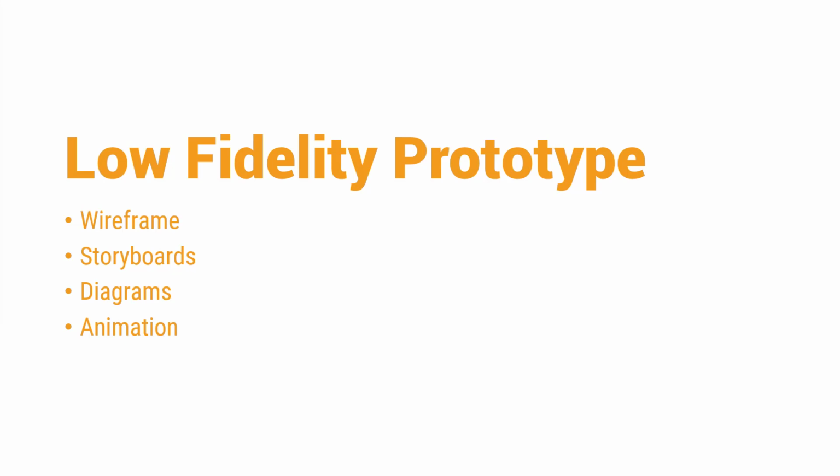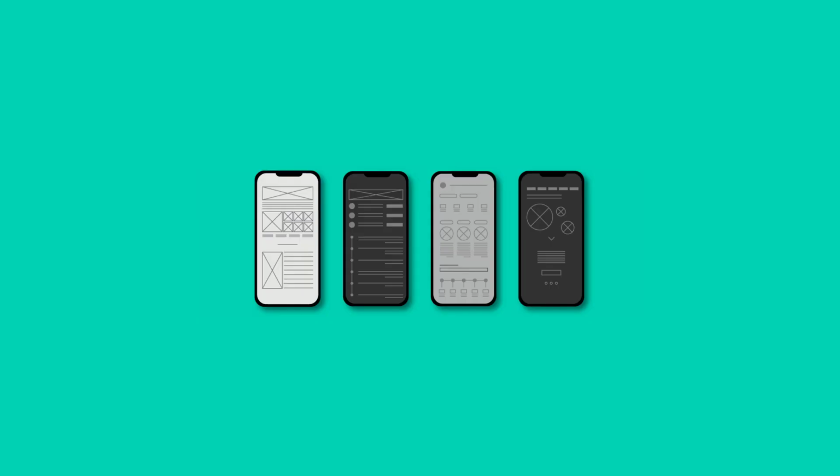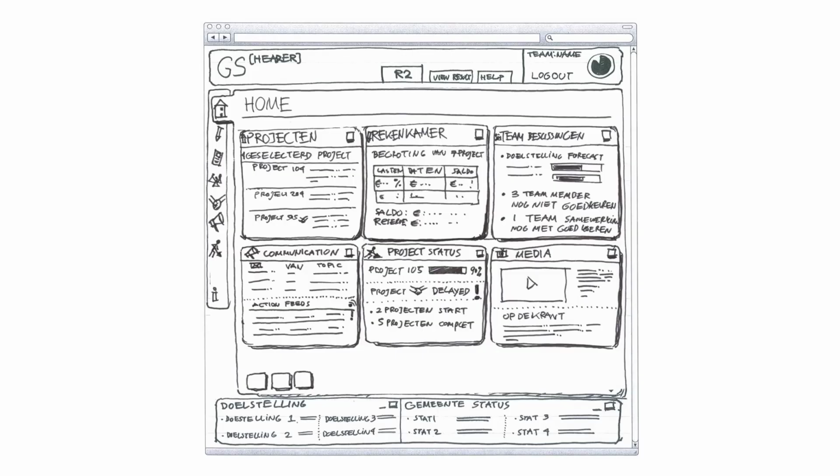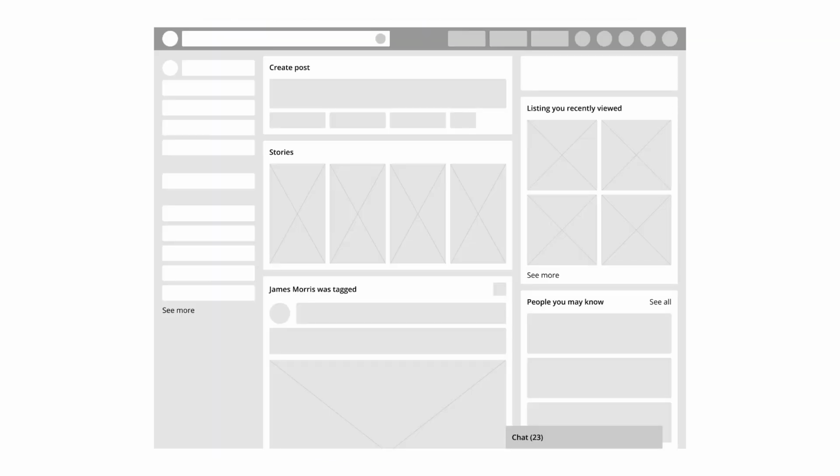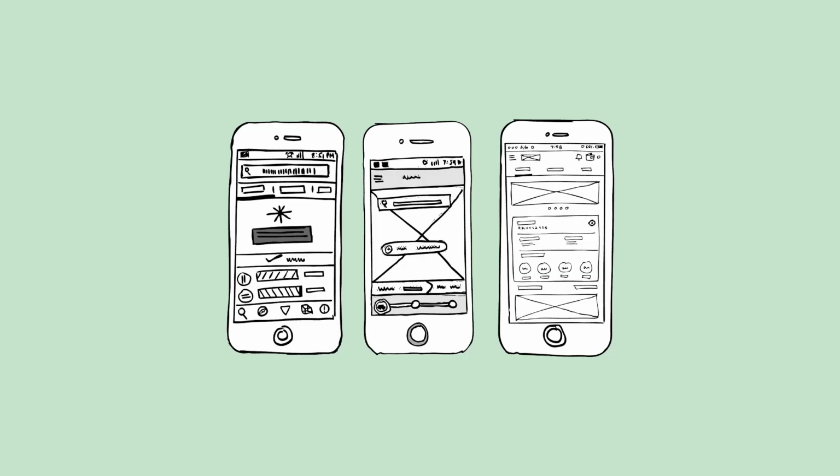So basically, nahati din ang low fidelity or merong mga klase ng low fidelity prototype. Number one is the wireframe. We have storyboard, diagrams, and animation. So kapag sinabi natin na wireframe, wireframes are used to represent the basic structure of a website, web page, or application. It serves as a blueprint highlighting the layout of key elements on a page and its functionality. Kumbaga, yung pinaka-basic structure lang yung binubuo natin pagdating dito sa wireframe.